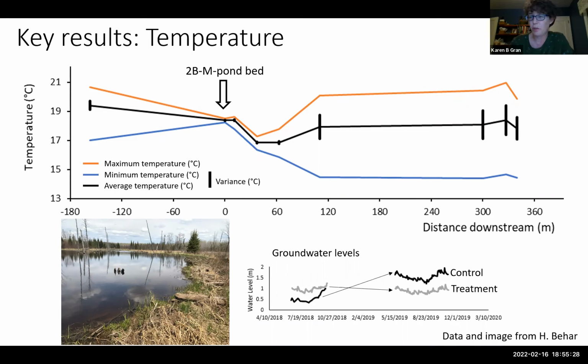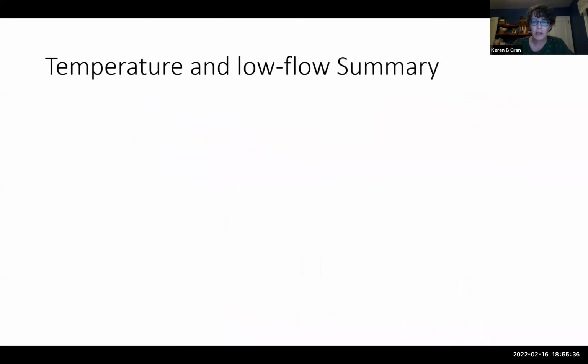And that sort of fits with what we know beaver ponds do. They tend to dam up the flow and increase the groundwater levels. So let me summarize the temperature and low flow data, and then I'm going to pass this on to Josh to talk about fish.